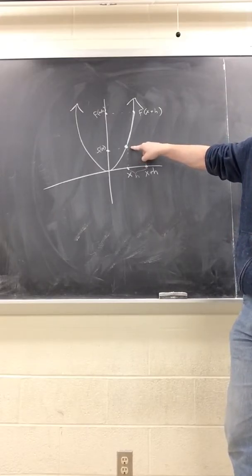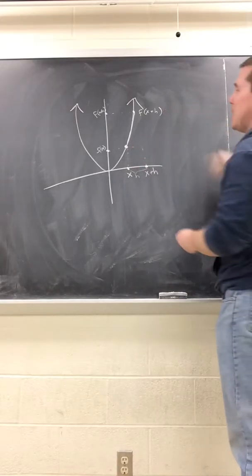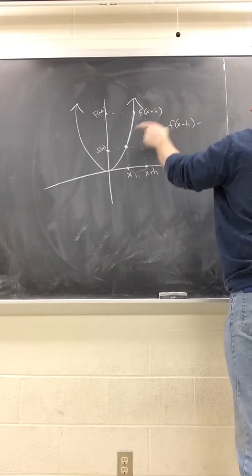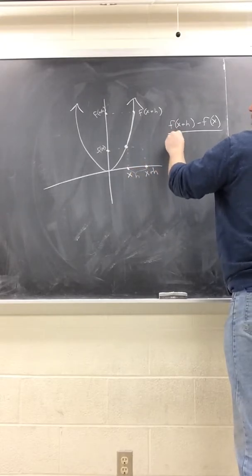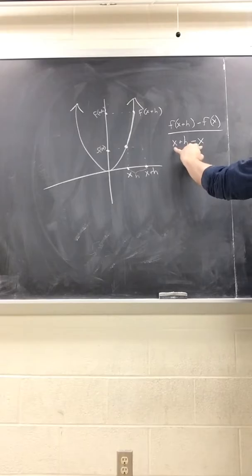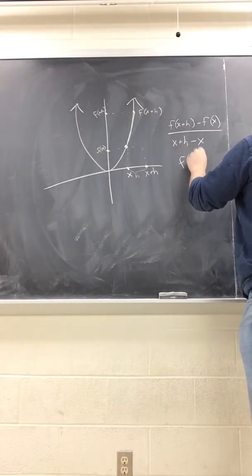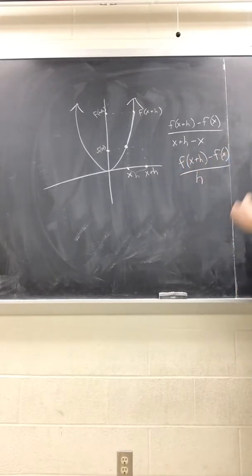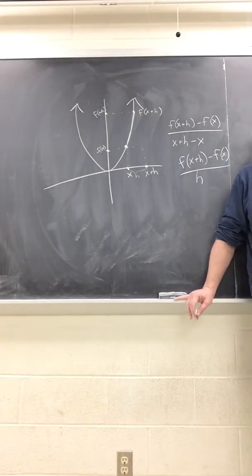But then by definition, what's the slope? It's change in y over change in x, which means the change in our y values, which is f of x plus h, minus f of x, all over the change in our x values, which is x plus h minus x. And then in the denominator, x minus x cancels, and you're left with f of x plus h minus f of x all over h, which is our difference quotient, which is actually where this comes from.